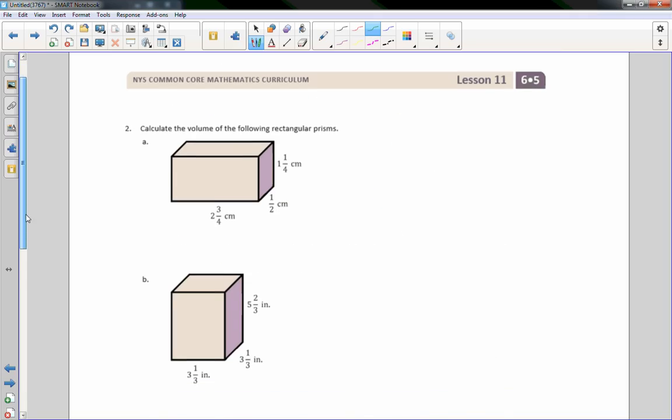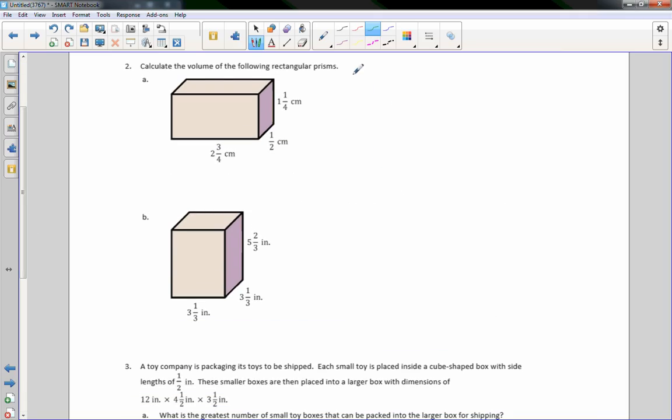Okay, number 2, calculate the volume of the following rectangular prism. B equals, it is a rectangular prism, length times width. Substitute in the givens. Length is 11 fourths cm times 1/2 centimeters. So the base area is 11 times 1 over 4 times 2 centimeters squared.